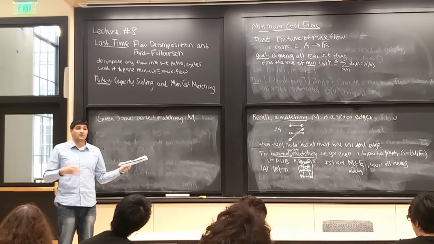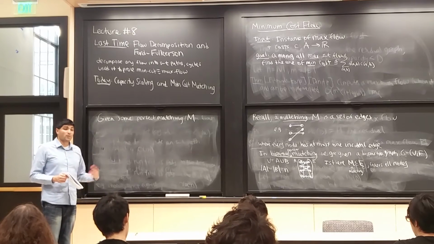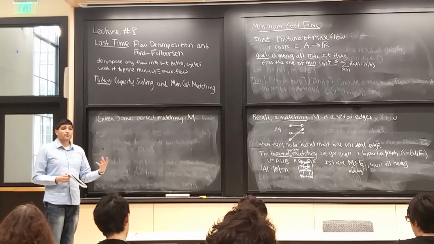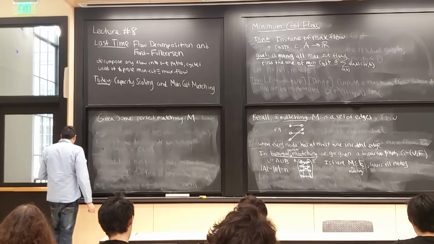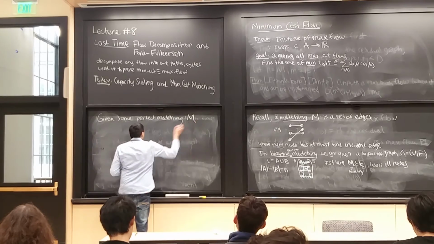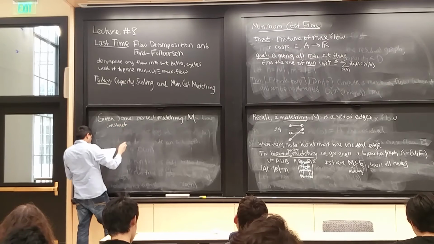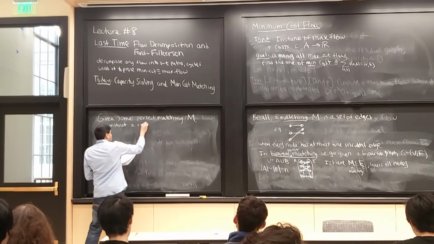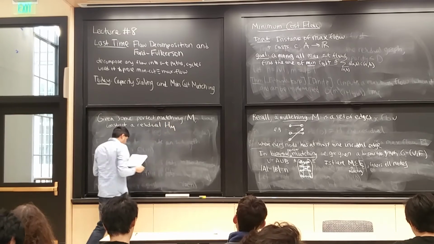Let me do the analog here, which is we want to start off with a perfect matching, and we want to move towards the best perfect matching. So given some perfect matching, M, what we're going to do is construct a notion of a residual, which makes sense here. So this is a residual, which I'll call H sub M. And it's actually a very natural object.